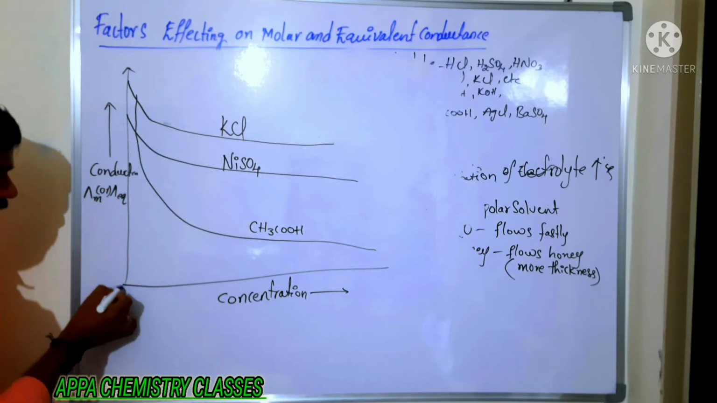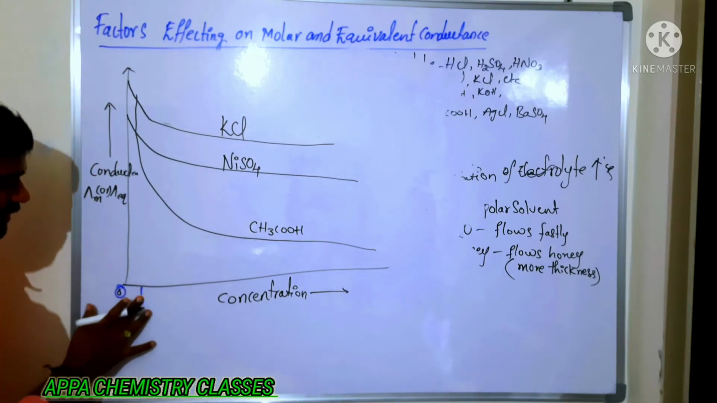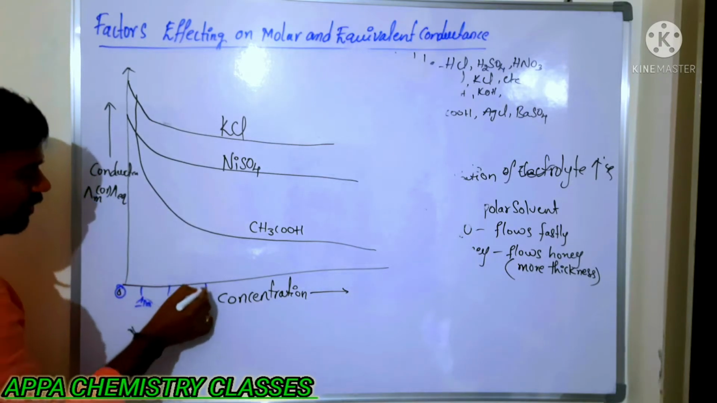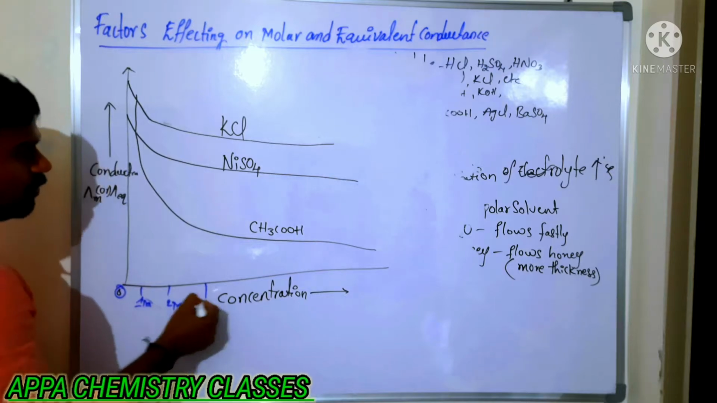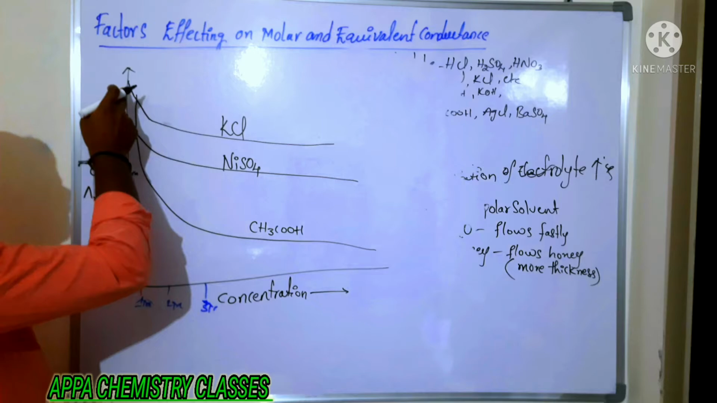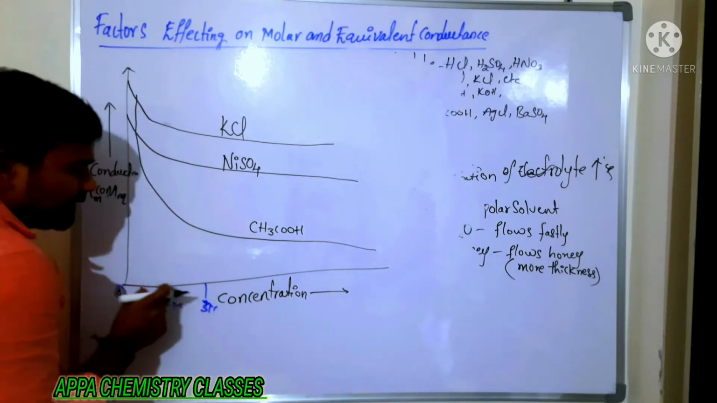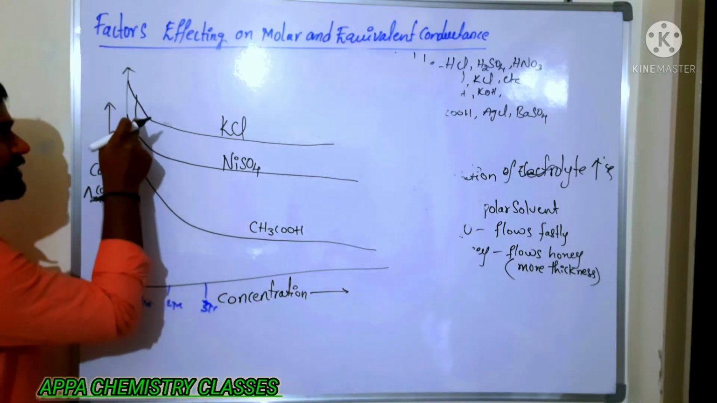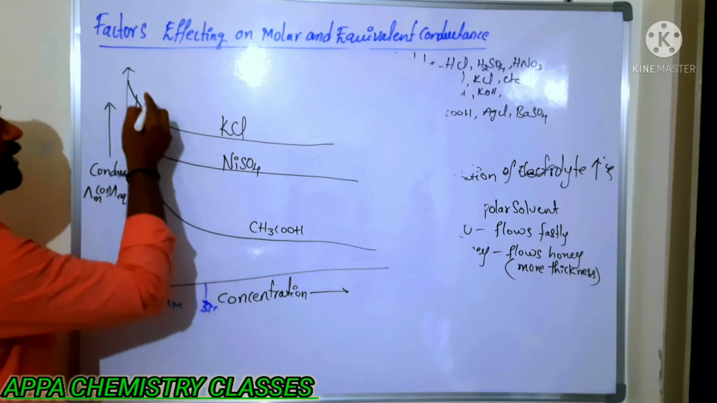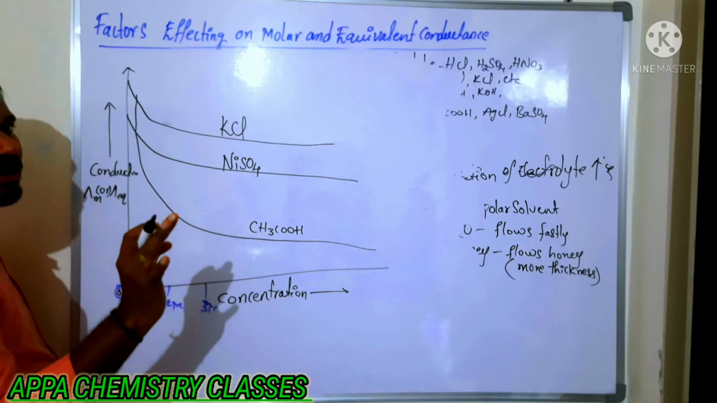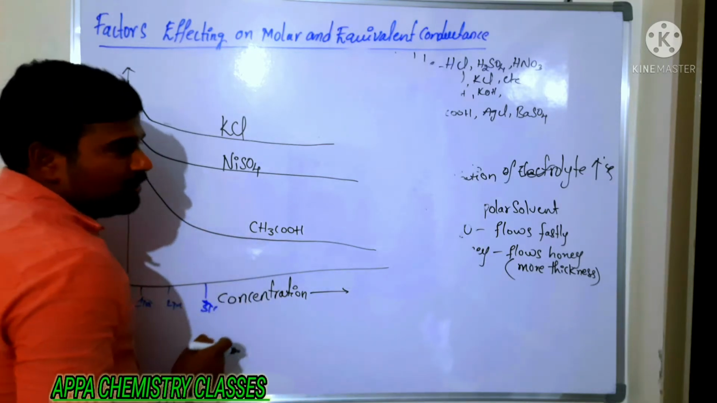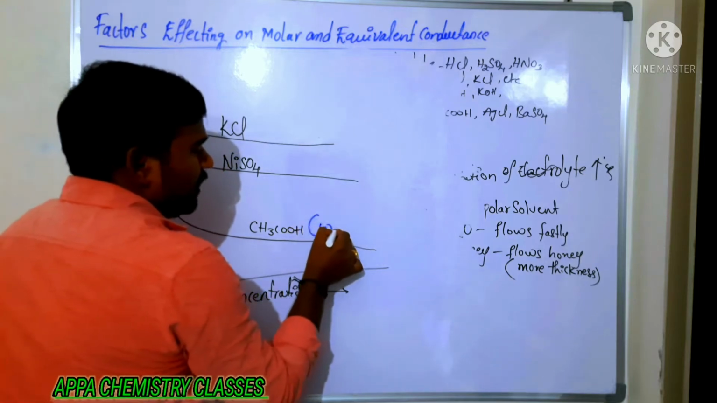Now you see at zero concentration, say for example it is 1 molar, 2 molar, 3 molar, 4 molar, like that. At low concentration the conductance of the electrolyte is very high, but as concentration increases, the conductance decreases slightly. For a strong electrolyte, only a slight decrease in conductance takes place. But whereas if you take a weak electrolyte, what happens?